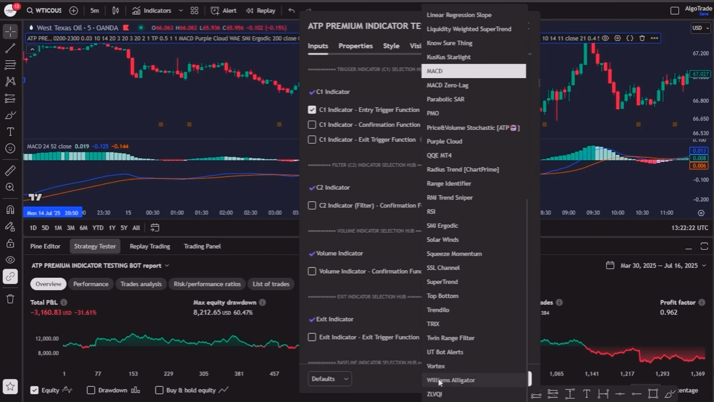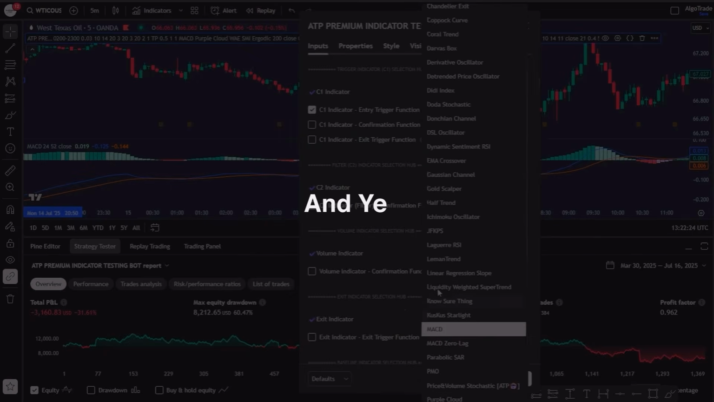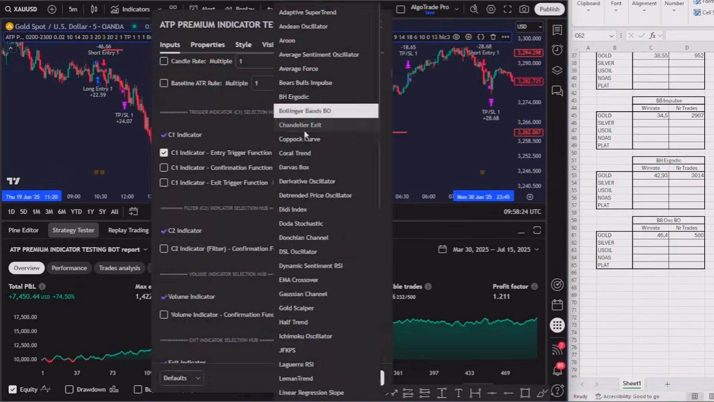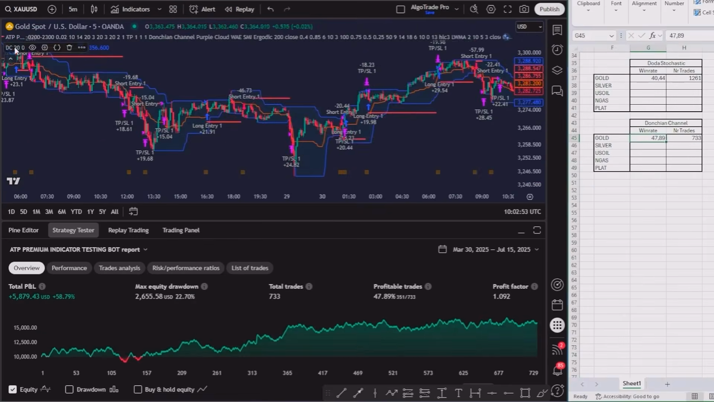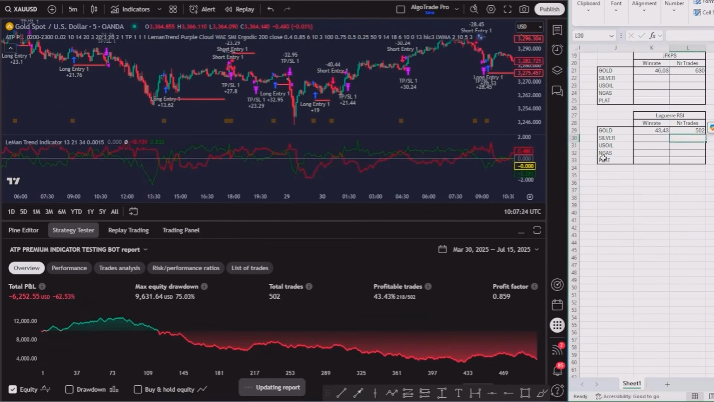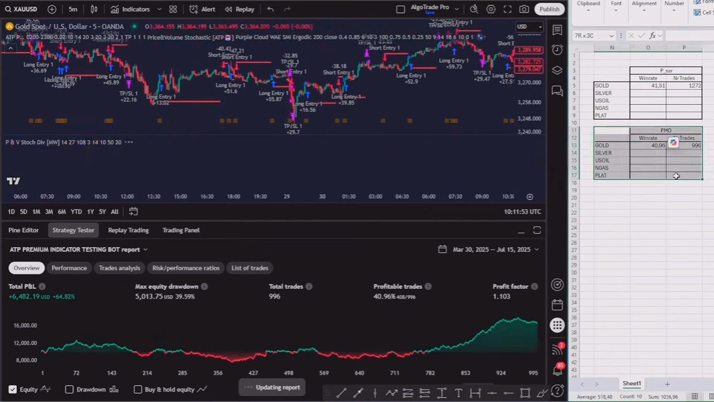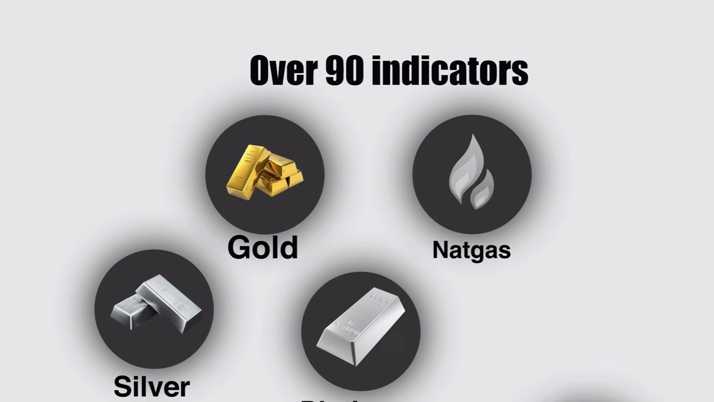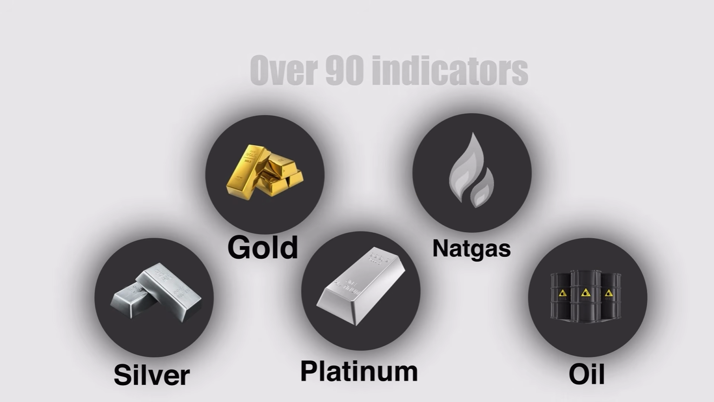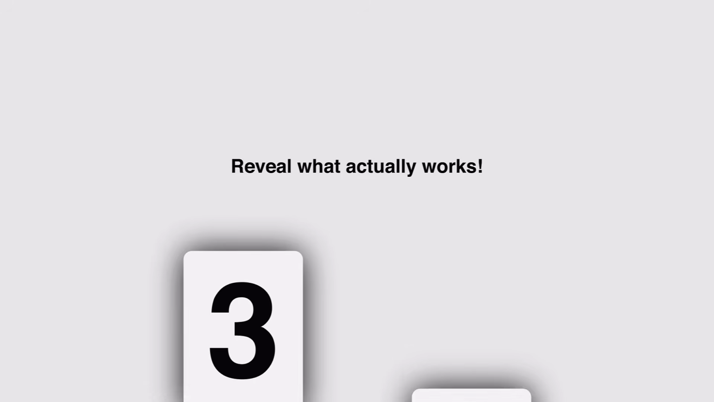There are over 90 of them at the moment, and yes, I will test them all under the exact same rules. Give me a moment to run the full backtest and I will be right back with the results. After testing over 90 indicators across 5 commodities, all with the exact same rules, it's time to reveal what actually works. Let's take a look at the top 3 performing trigger indicators based on win rate.